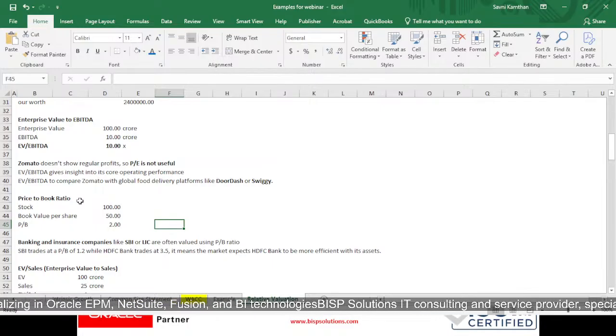Okay, so for an example, banking and insurance companies like SBI or LIC are often valued using the PB ratio. If SBI trades at a PB of 1.2 while HDFC Bank trades at 3.5, it means the market expects HDFC Bank to be more efficient with its assets. So if two shops have the same net assets, but one is priced higher, the buyer assumes that shop is more valuable because of better location or high future earning potential, right?